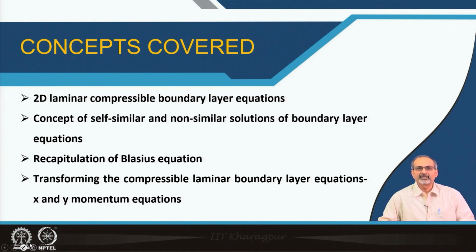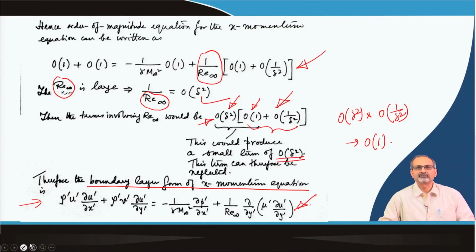We would recapitulate the Blasius equation in the context of incompressible flow past a flat plate, and we would also start looking at transforming the compressible laminar boundary layer equations, the x and y momentum equations in this lecture. This is what we were doing in the previous lecture.